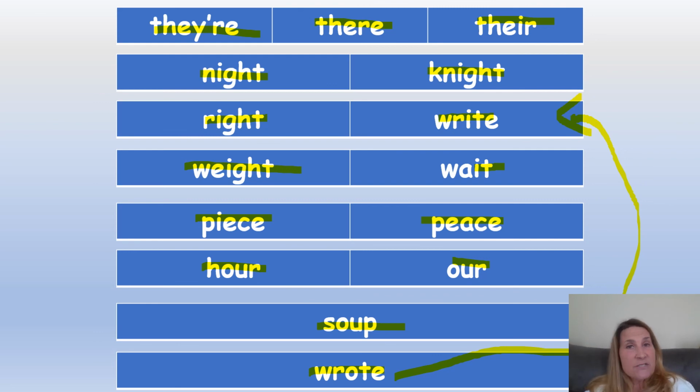I guess your challenge this week could be, there are lots of homophones out there. See how many pairs you could find.